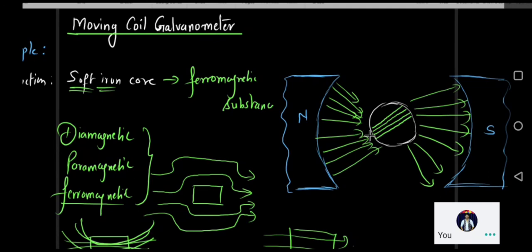So if the soft iron core is used over here, it is going to increase the strength of the magnetic field inside the core. So the core is going to produce a very strong magnetic field. That is the intention of putting this soft iron core here.